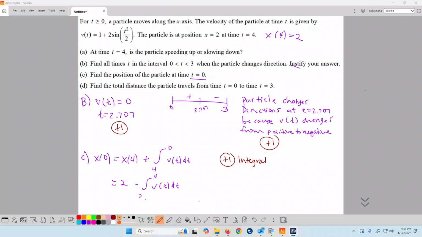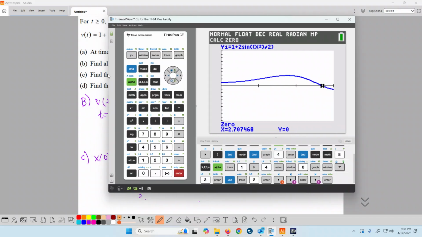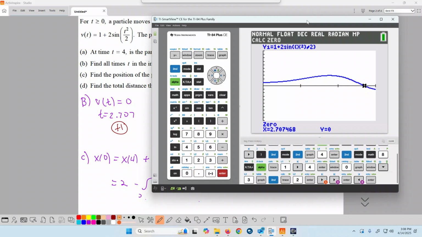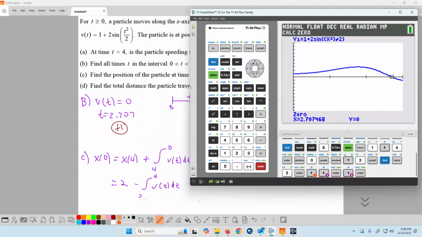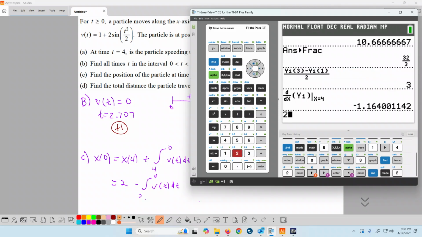Right? And so that's x of 0 so far. Well, we use our calculator here, so let's open that up. I'm just going to move this over a little bit. Maybe a little more. There we go.